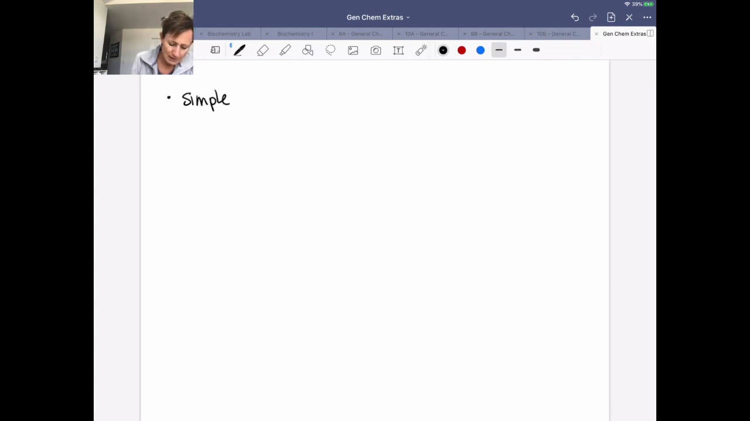So the first kind of naming problem that you're likely to see is just what we call simple ionic. And remember, to know how you have an ionic compound, that means you're grabbing a metal and a nonmetal from the periodic table, something from the left and something from the right. A simple ionic basically just has one kind of metal and one kind of nonmetal. Now, there might be different numbers of those atoms in a formula unit, but it's only one metal and one nonmetal. And those are pretty straightforward.